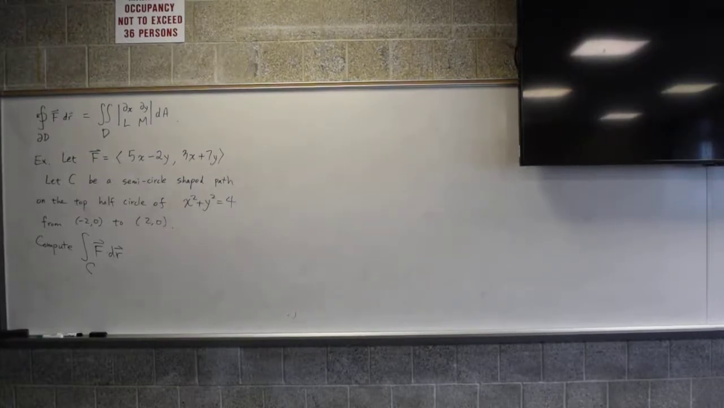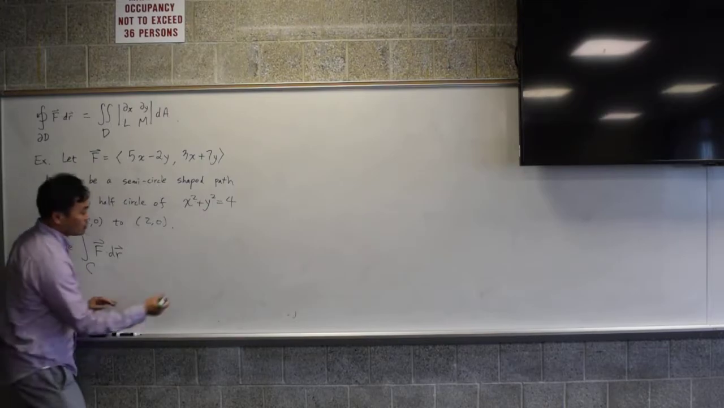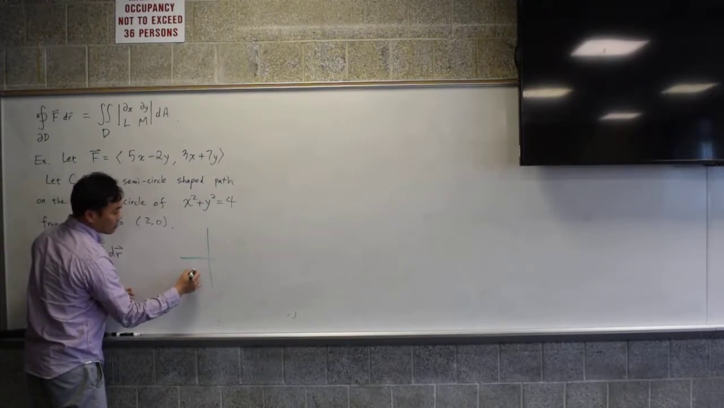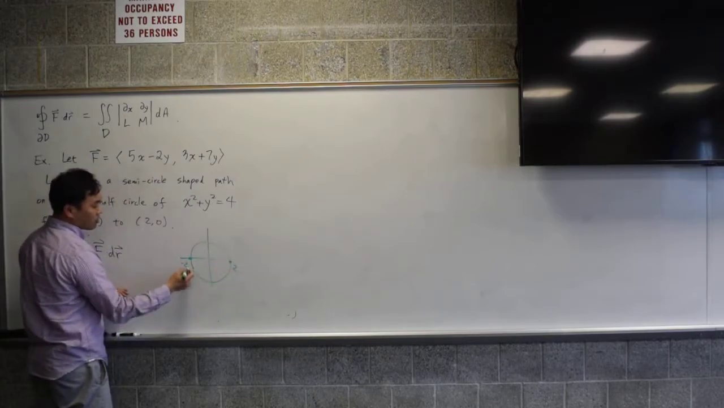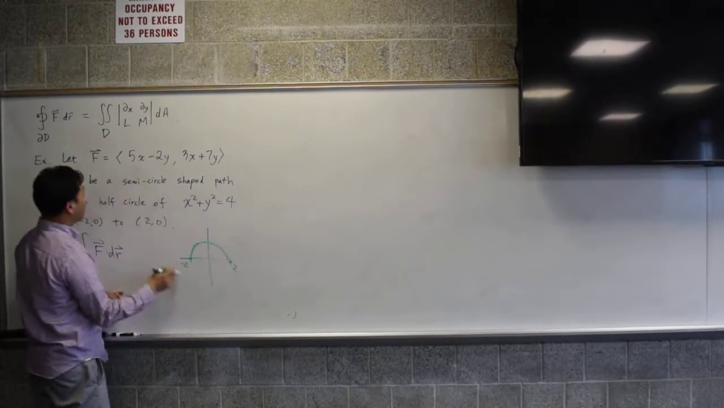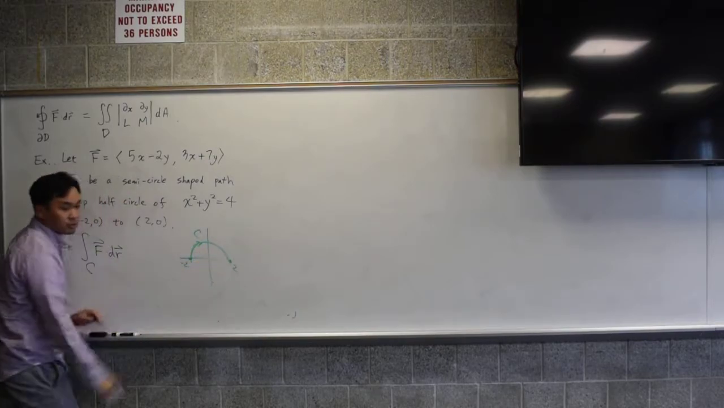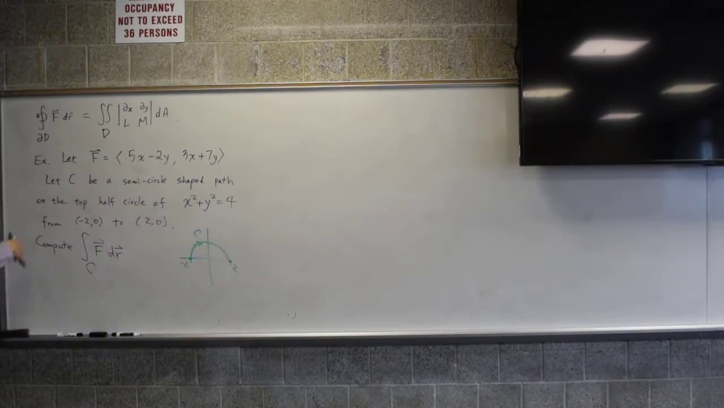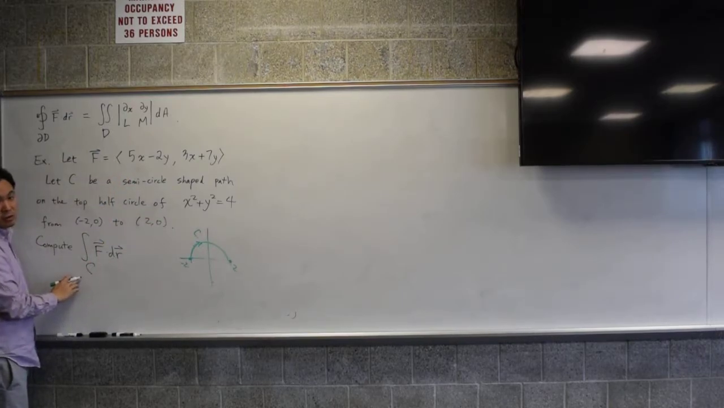Okay, so let me draw a picture so that you understand what the question is. This is a circle of radius 2. Here's negative 2, 0, and here's positive 2, 0. And we're talking about the top half circle, not the bottom one. C begins from here and ends there, so it's this curve. Over this curve C, we want to calculate F dot dr. That's the question. Which is definitely something that you can do, right?